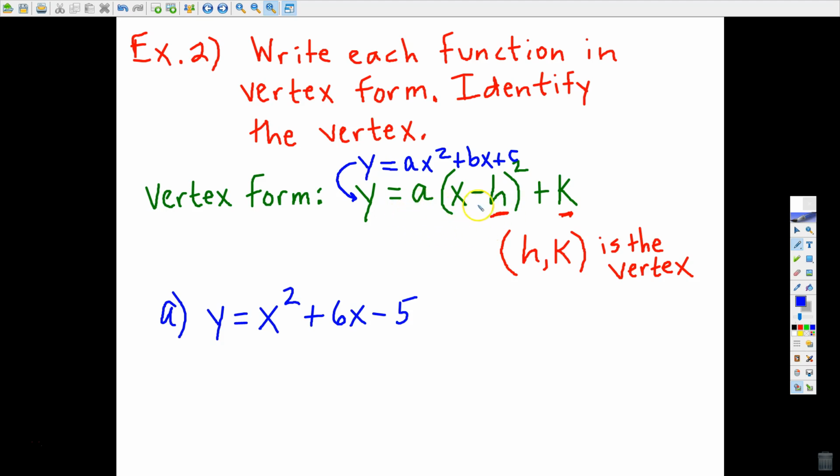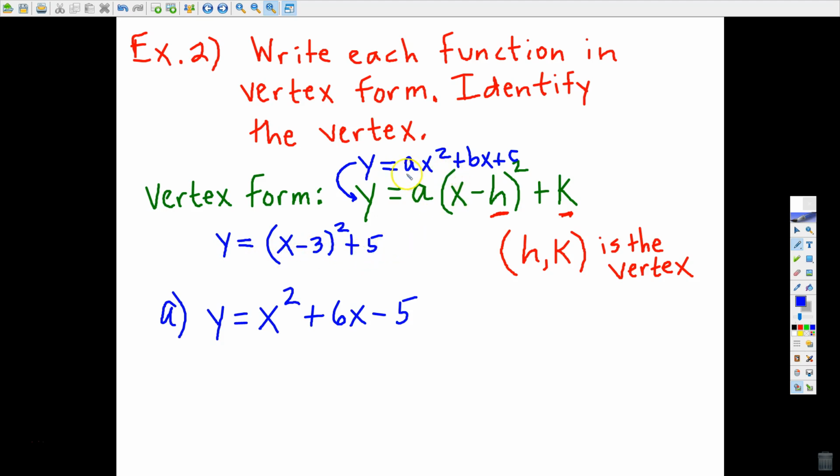Because if you're looking at a quadratic equation in vertex form, these numbers in the position of h and k represent the vertex. So let me just give you a quick example of a quadratic equation in vertex form. And it relates to our idea of translations that we talked about at the end of chapter 2. Okay, so this is a quadratic function in vertex form.